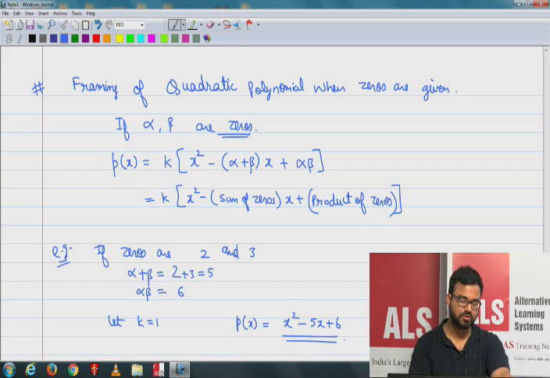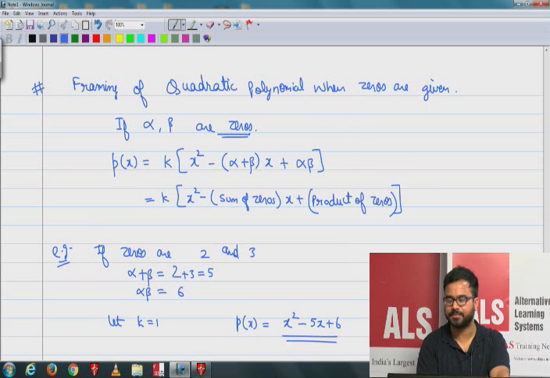Or in some cases, directly the sum or product can also be given to you. Like, let us start with the question then. Is this concept clear? Raise your hand if it is clear. Okay, it's an easy one, you just have to substitute the sum and the product.